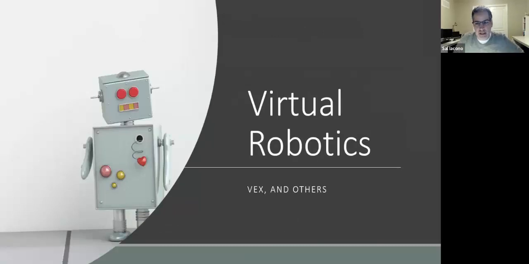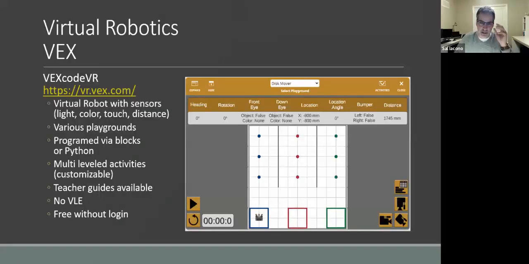Moving on quickly to virtual robotics, VEX and others. Really, there aren't a lot of virtual options. There are emulators, which I guess technically are virtual, but the options are somewhat limited. VEX is what I used in the fall with my one class. It does have a little virtual robot that you can see there that you can control using programming. Programming can be done using blocks or Python.